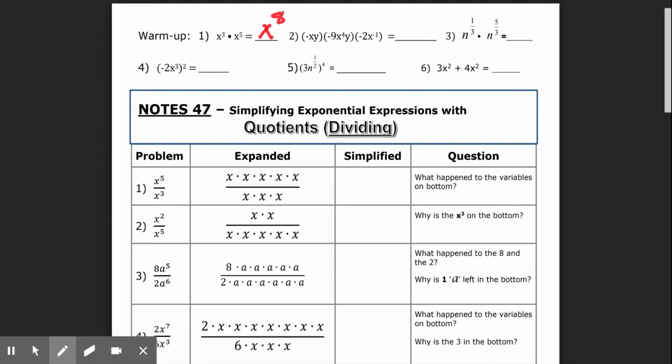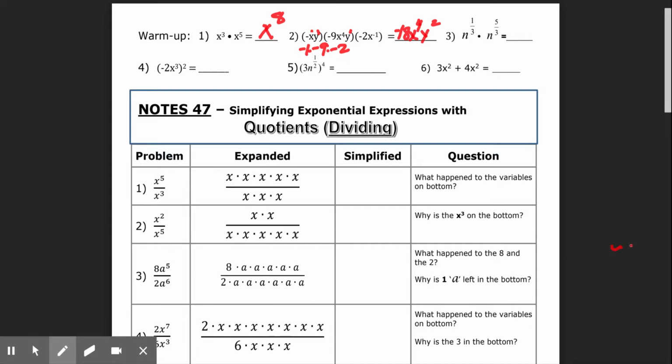our coefficients, we're going to have -1 times -9 times -2. So -1 times -9 is 9. 9 times -2 is -18. Then we're going to add the x's, so we have a 1 here and a 4 there, which makes 5, minus 1 gives us 4. Y to the 1 plus 1 gives us 2. So we have -18x to the 4th y squared.